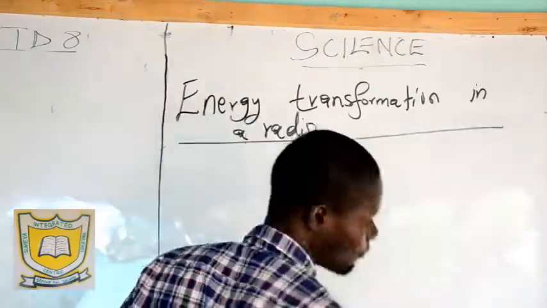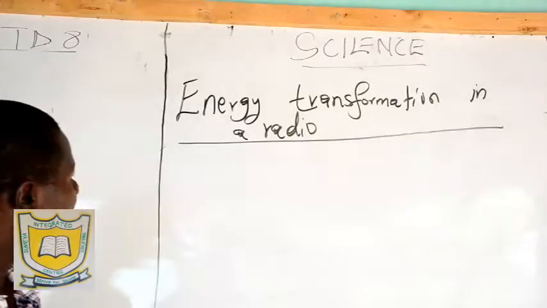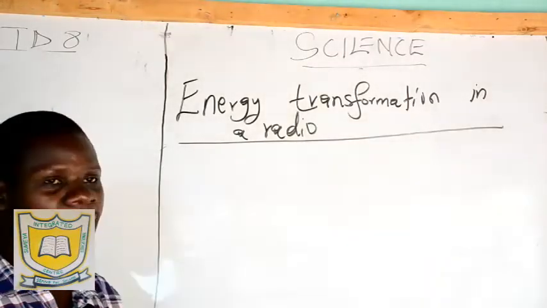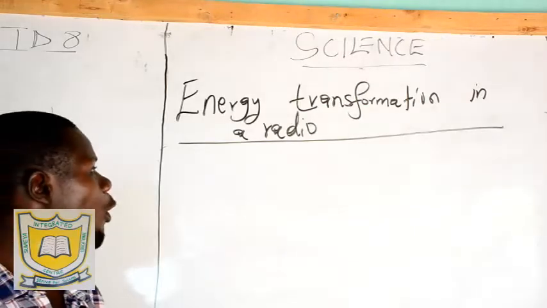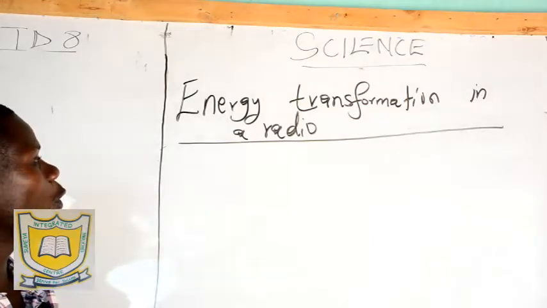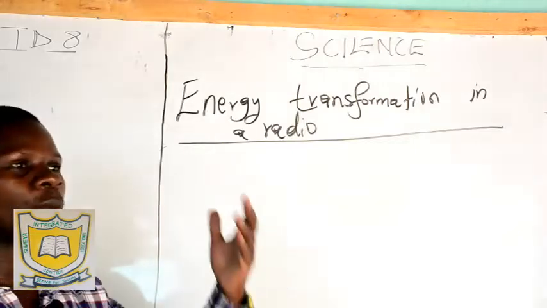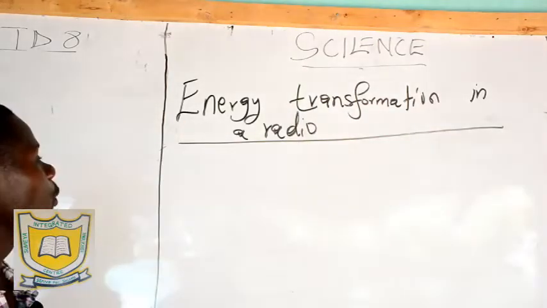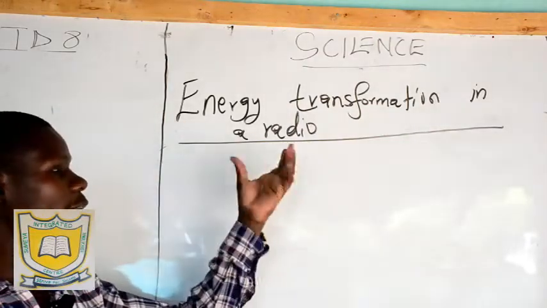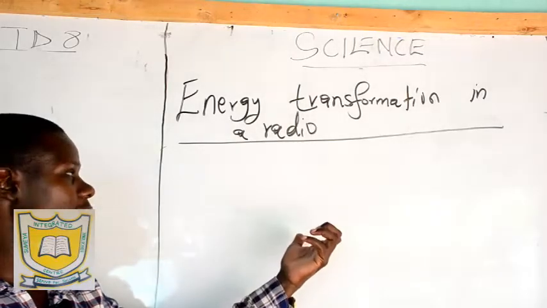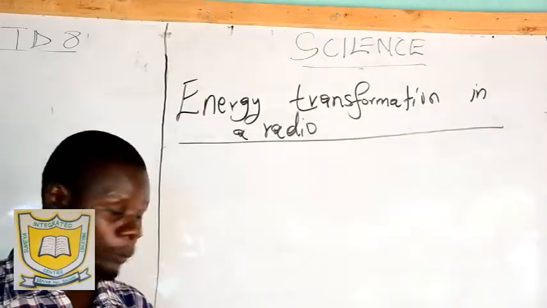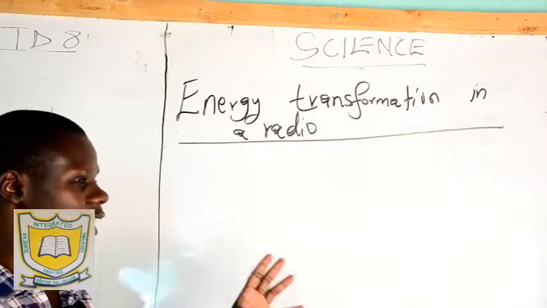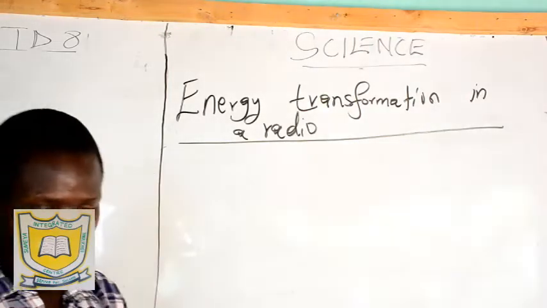A radio. Okay, what is a radio? This is an electronic gadget that is used in our home for conveying messages from the broadcasting station. You can have people speaking and you get the information, and also playing of music in a radio. So there is energy transformation in this way.